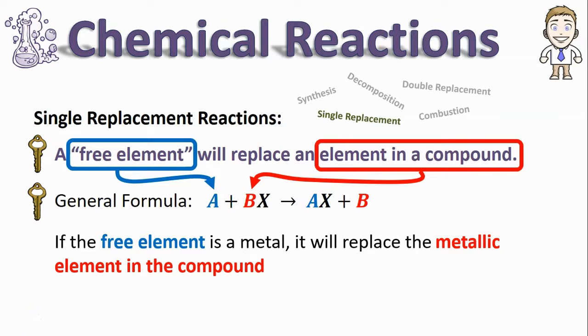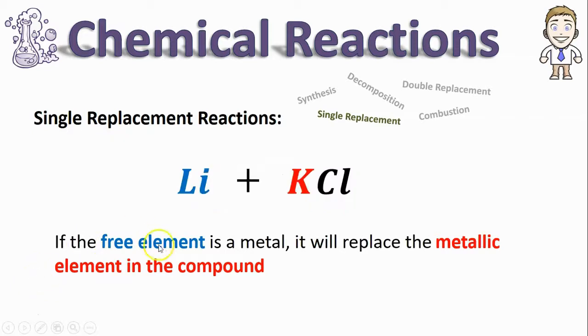You have to be a little bit careful depending on the types of elements that these atoms are. If the free element is a metal, it's only going to replace the metal that's in the compound. So here, lithium is my free element, and it happens to be a metal. So it's only going to replace potassium, since potassium is also a metal.